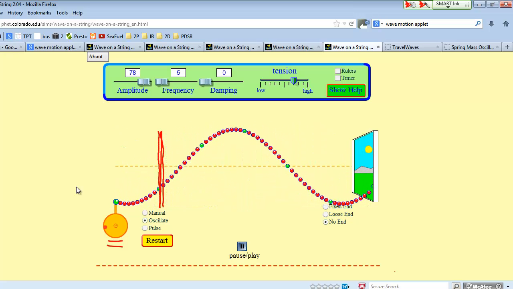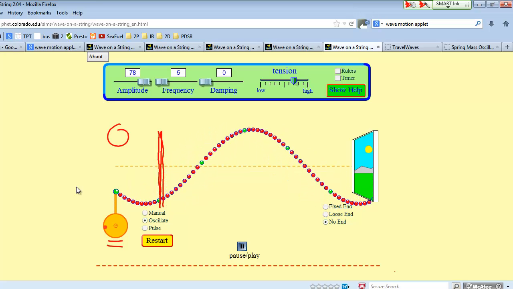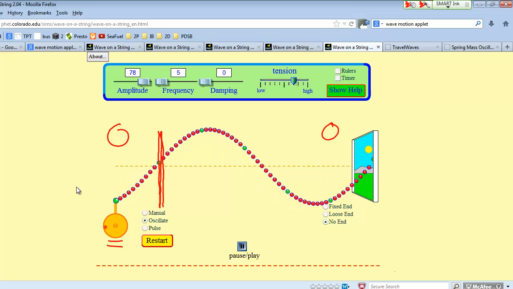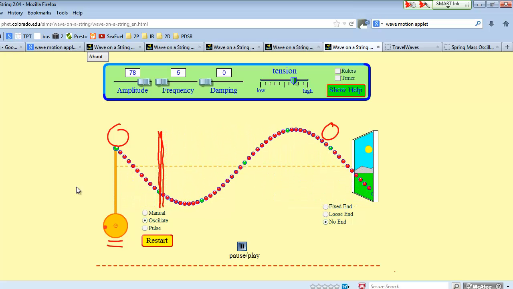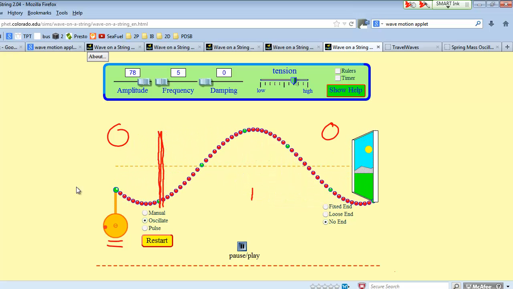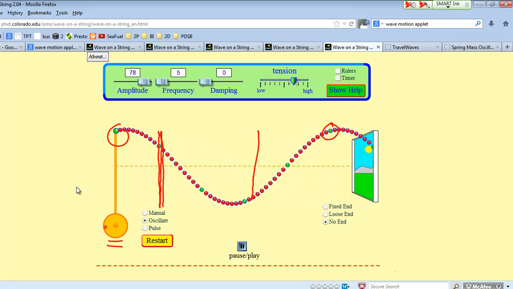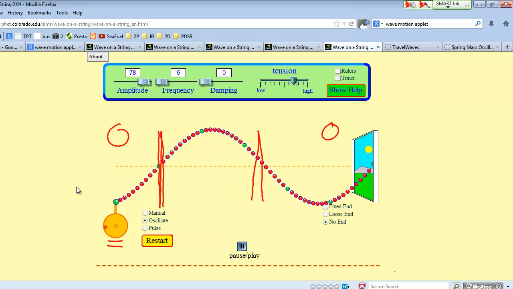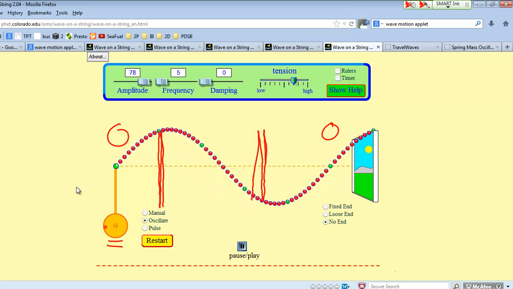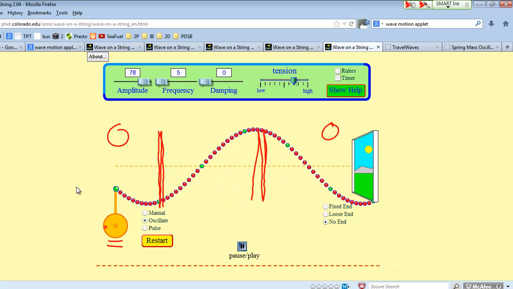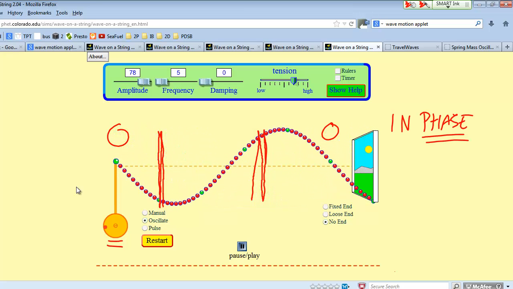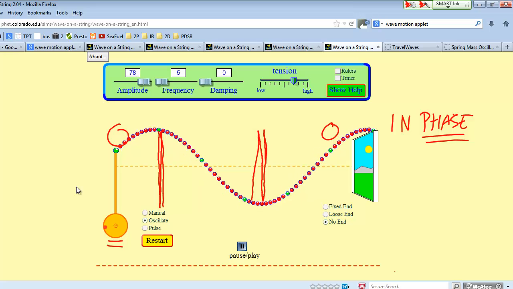And if I consider this point here, that green point, and this point way over here, you notice that those two are doing exactly the same thing, that I can kind of follow both of them at the same time. They go up, they come down. They go up, they come down, etc. And we'd say that those two points were in phase because they're doing exactly the same thing. So they have the same phase angle.